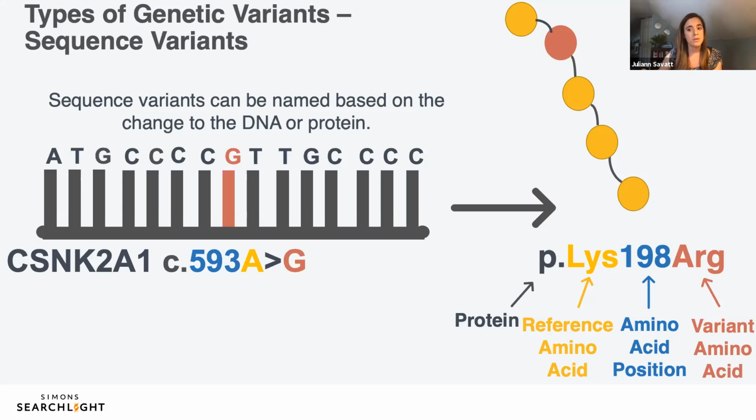So if you're reviewing your report, if you see that C period or that P period, this tells you whether you're talking about the change to the DNA or the change to the protein, and you can break down those pieces after that C period or P period to know a little bit more about what the genetic change is.